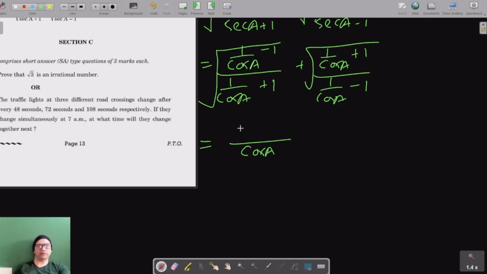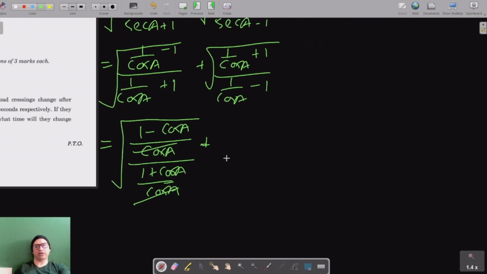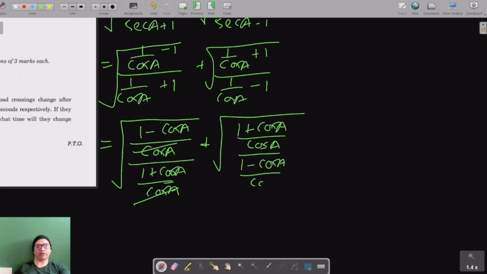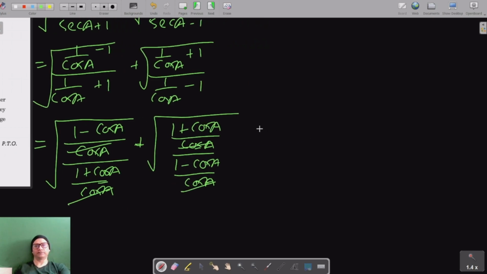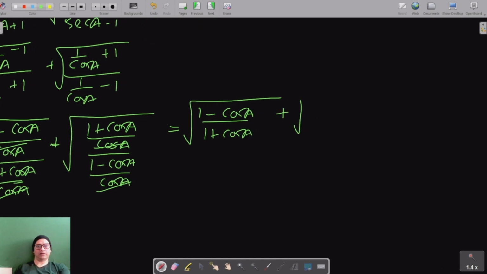Okay, let's take LCM. So this is 1 minus cos A, and this is 1 plus cos A. The denominators being the same get cancelled, so this is under root, and this is also 1 plus cos A on cos A, 1 minus cos A on cos A. This gets cancelled, and now this is equal to under root (1 minus cos A) upon (1 plus cos A) plus under root (1 plus cos A) upon (1 minus cos A).